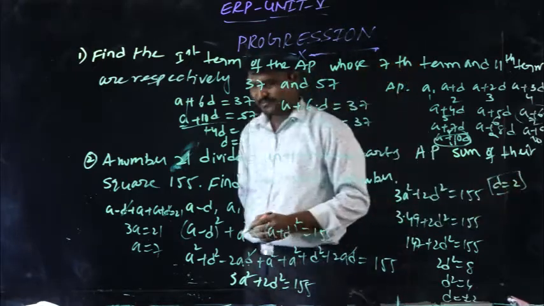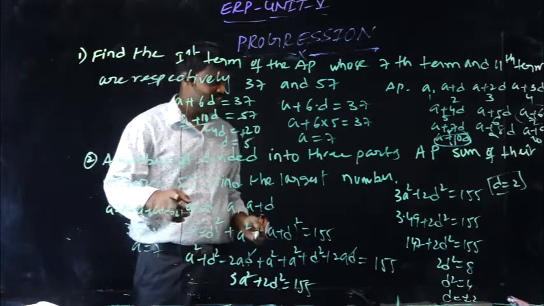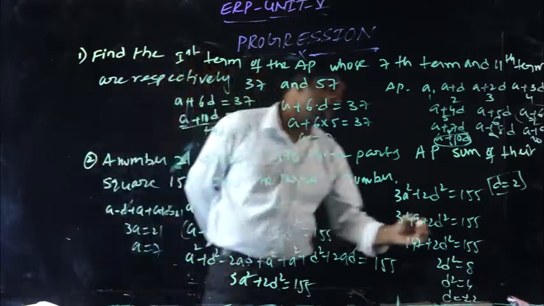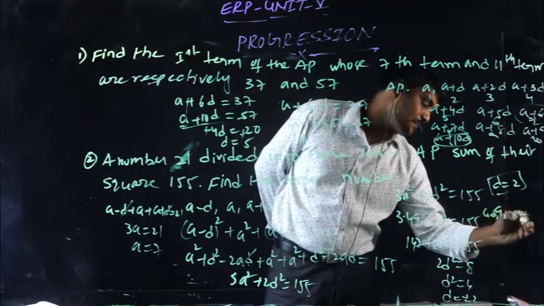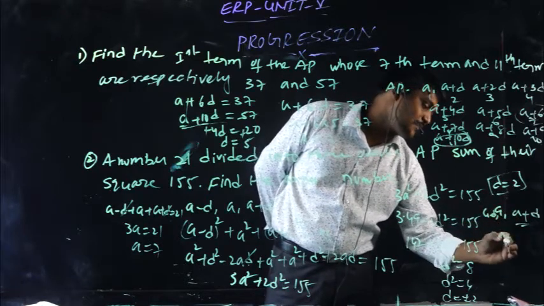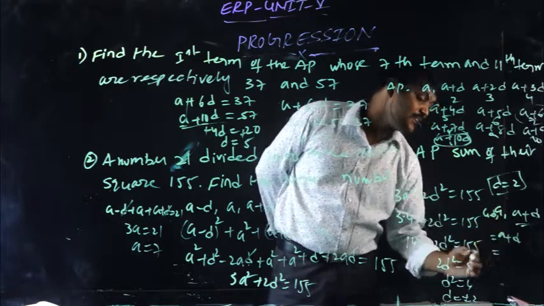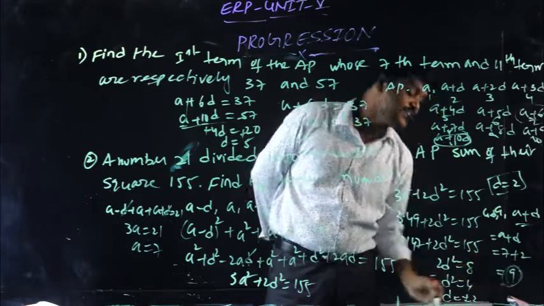But you are asked to find the largest part. Largest part is here a plus d. So a minus d, a, a plus d. Biggest number is a plus d. So larger number is a plus d. That's why a equal to 7, d equal to 2. So larger number is 9.